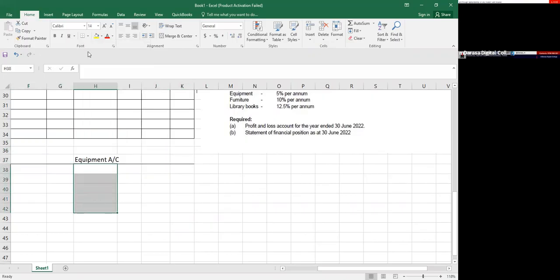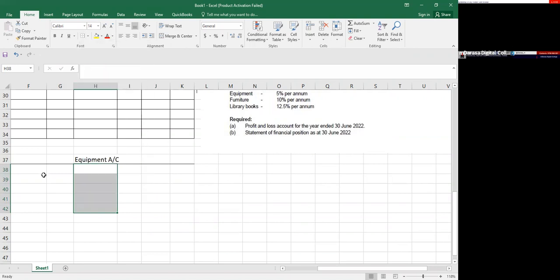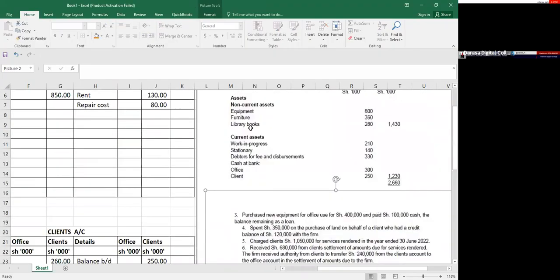So we do have a balance breakdown for equipment. Balance breakdown, you're given a figure of how much. We just check it out here. 800.